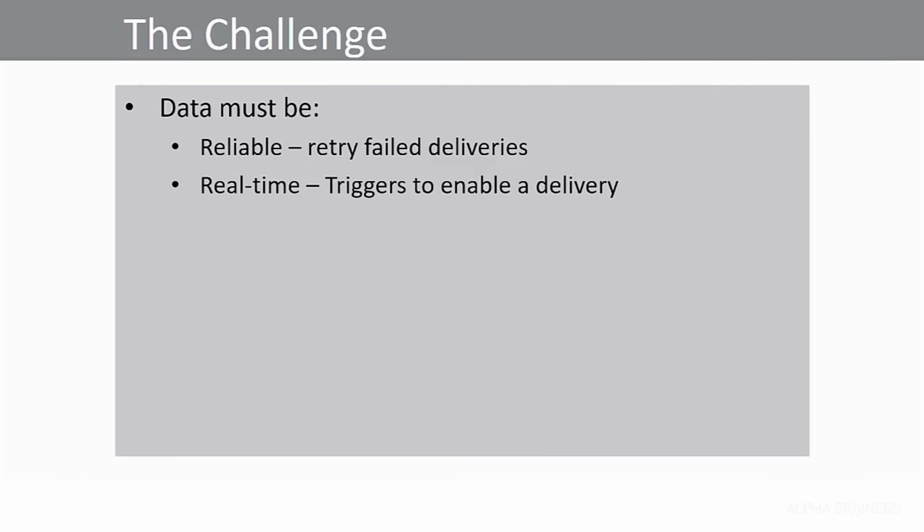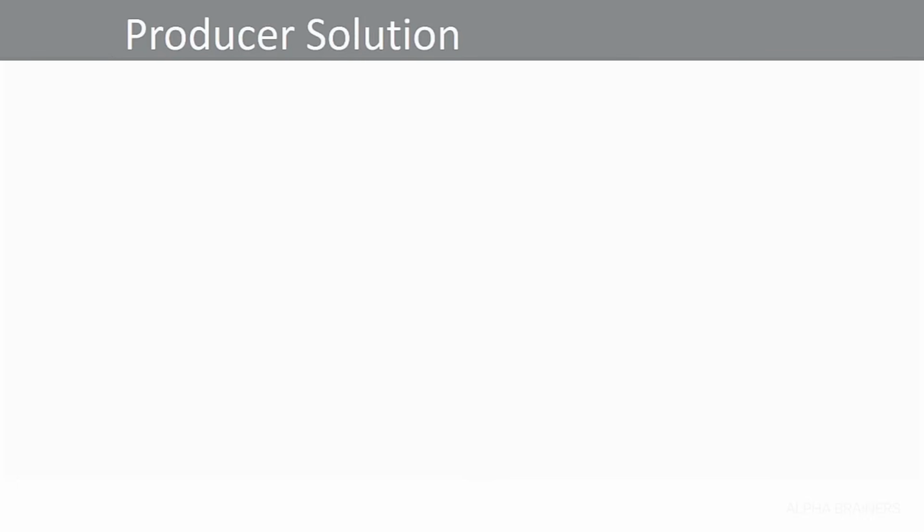It had to be real time, so something had to trigger a delivery from the producer side. And of course, the data had to be actionable as well, which means some kind of action had to take place based upon the data that gets analyzed. So let's look at the producer solution. Now remember, in a publish-subscribe environment, you've got a producer. The producer actually creates the data, and then you also have a consumer.